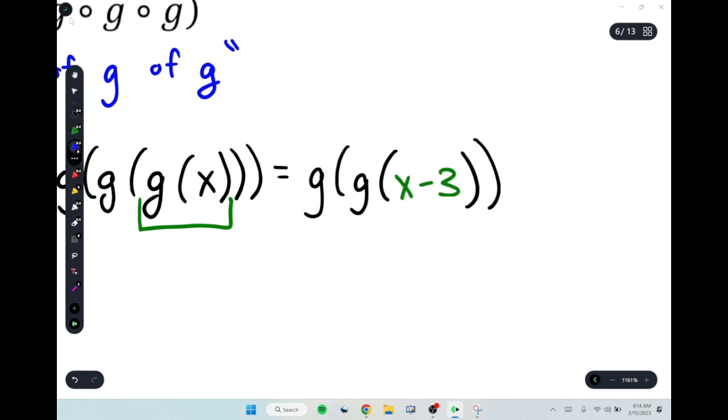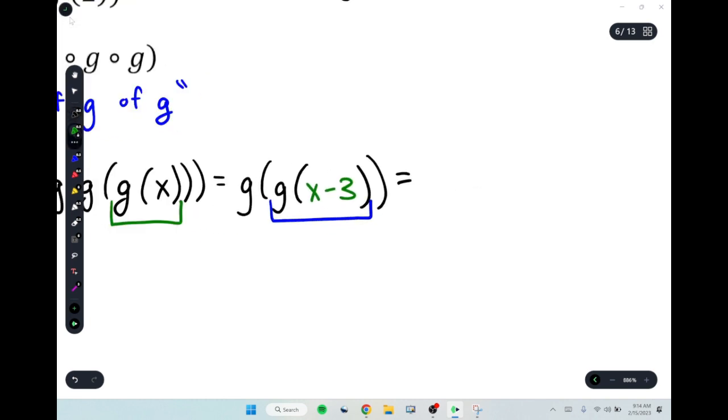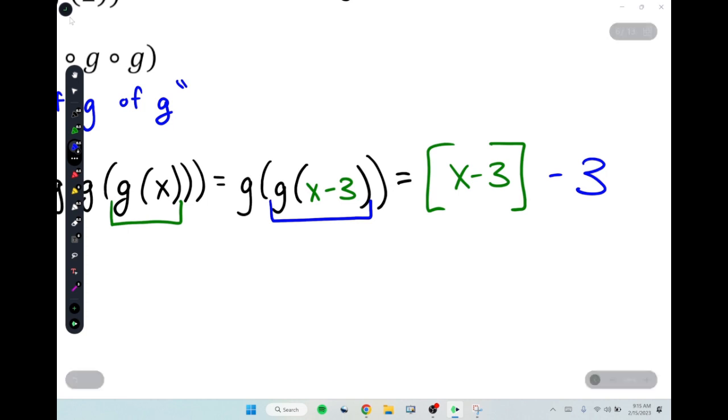Okay. Blue time. Ooh, this does get dicey. What do we do with the green? We take the green stuff and we plug it in everywhere we were going to see an x, right? So x minus 3 minus 3. Because wasn't this technically up here the blue x that it got plugged into?